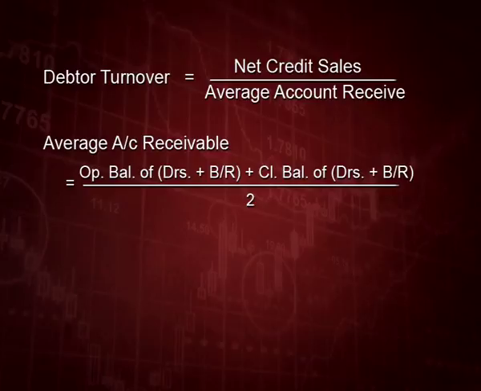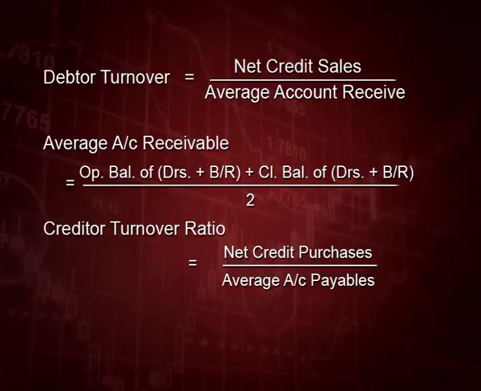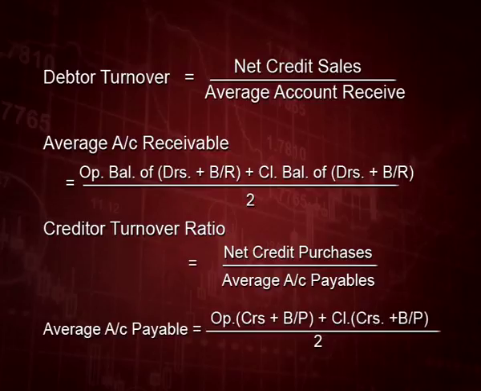The next ratio is creditor turnover ratio. The formula is net credit purchase upon average account payables. Now, this average account payable is also opening creditors plus bill payable plus closing creditors plus bill payable divided by 2. Now, there are 2 more formulas associated with the above 2 formulas.